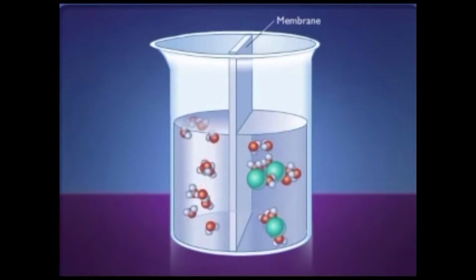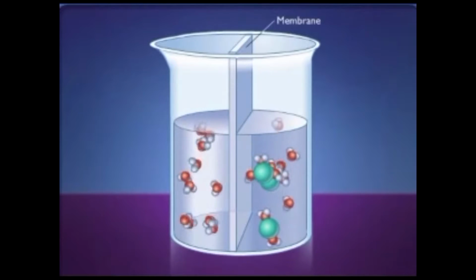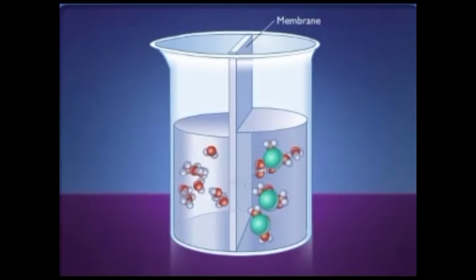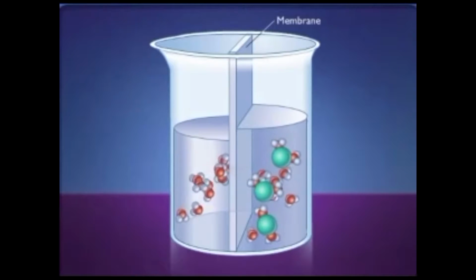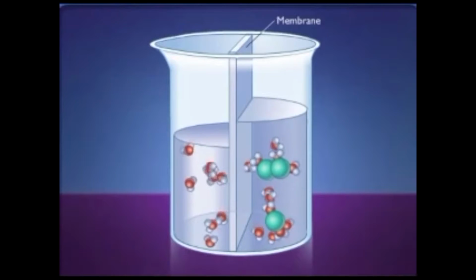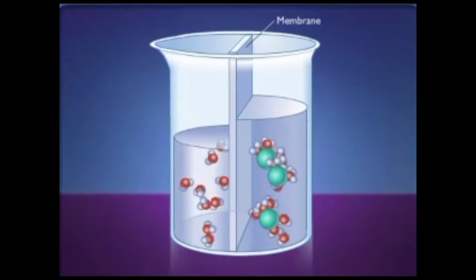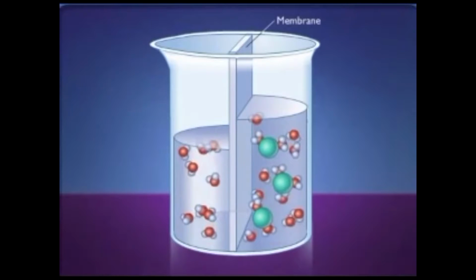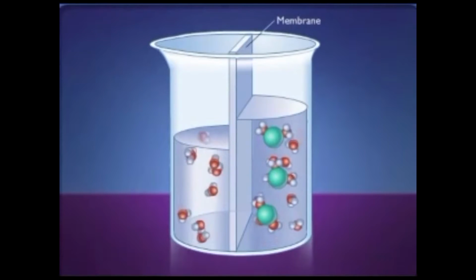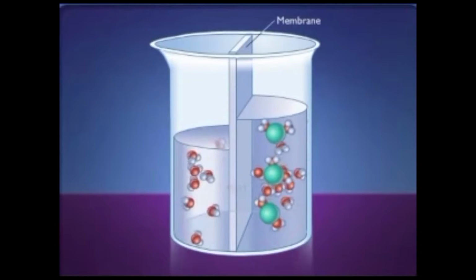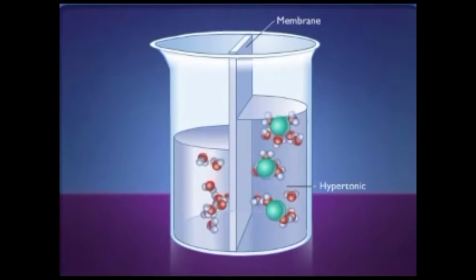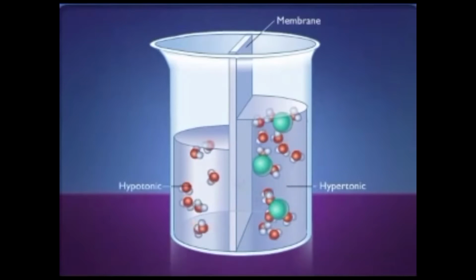With fewer free water molecules on the right-hand side, there is now a net movement of water molecules down their concentration gradient to the side with the urea molecules. Because more water molecules are moving into this area than are leaving, the water level on the right side will rise. And the solutions have unequal osmotic concentrations, the solution with the higher concentration of solutes is hypertonic, and the solution with the lower concentration of solutes is hypotonic.